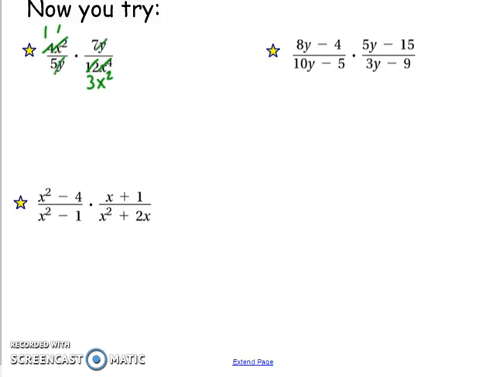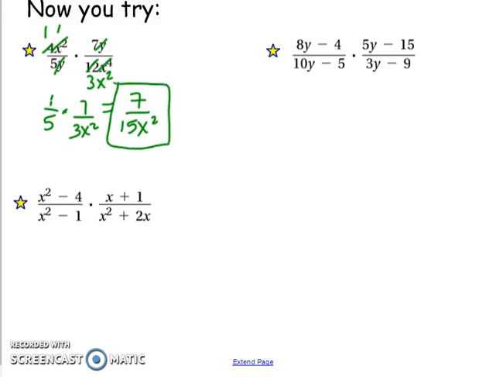So what we have right now is 1 over 5 times 7 over 3x squared. So here we're just going to multiply them right across. So 7 times 15x squared. So that's our simplest form. And then again, we're going to take all the denominators and set them to 0. So x can't be 0, and y can't be 0.